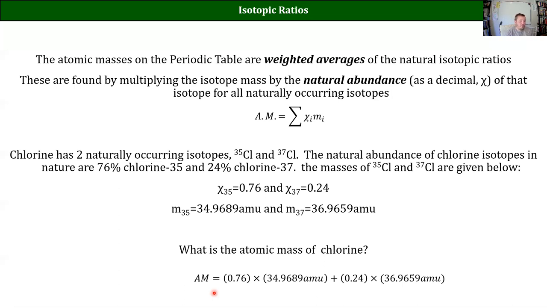And sig figs on this would be a little weird because technically we would only be allowed to keep two sig figs on our answer because we had two sig figs on these percent abundances. So generally I will give you more sig figs on your percent abundances for these kind of problems in order so that we could actually get more sig figs on our answer.